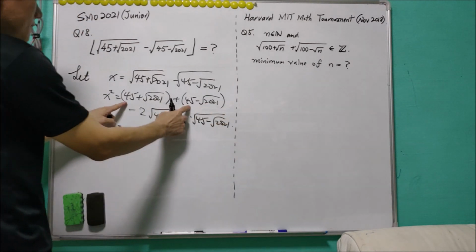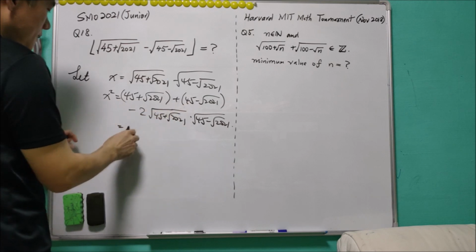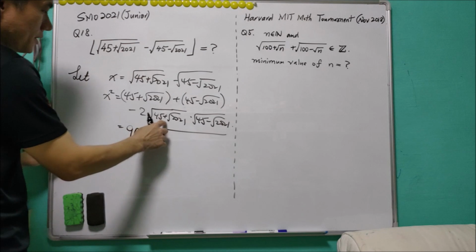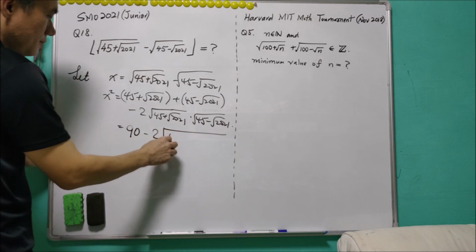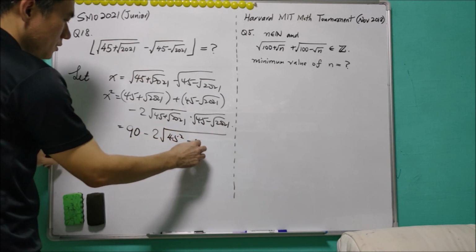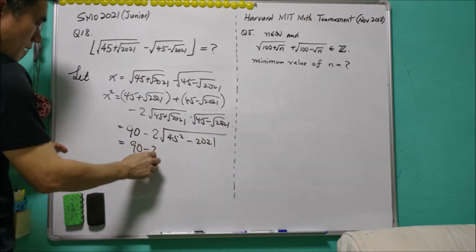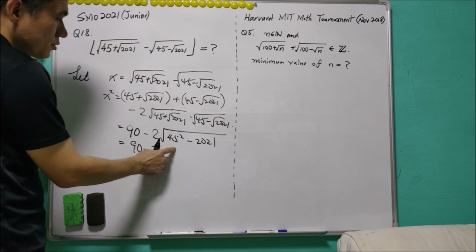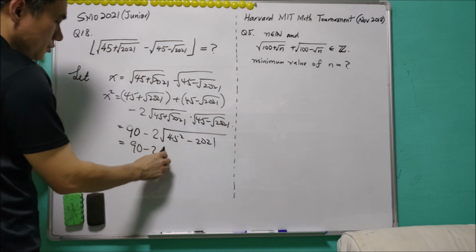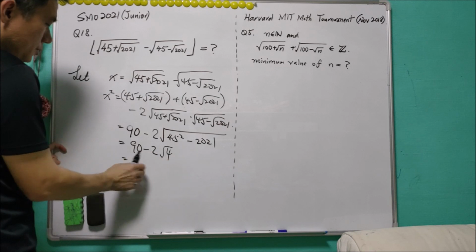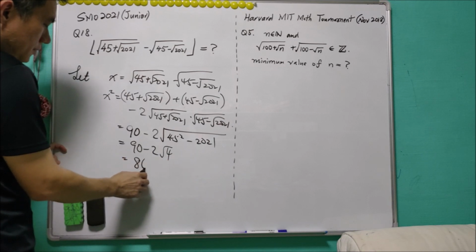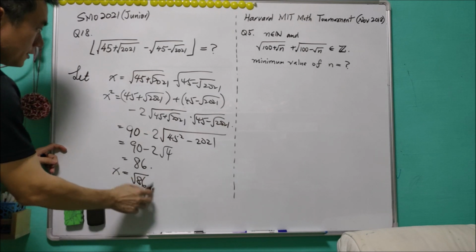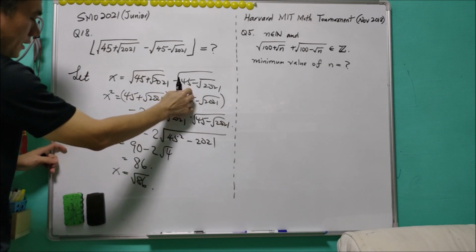Okay, and we see that this is equal to 90 minus 2 times the square root of (a plus b)(a minus b). So it will become 45 squared minus 2021. And we know that 45 squared equals 2025. 2025 minus 2021 will be equal to 4. Square root of 4 is equal to 2. So this will equal 86. And therefore, x equals square root of 86, because the first term is more than the second term.